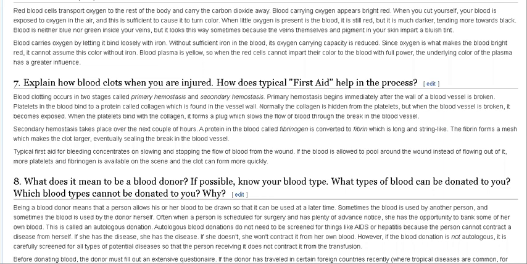Secondary hemostasis takes place over the next couple of hours. A protein in the blood called fibrinogen is converted to fibrin, which is long and string-like. The fibrin forms a mesh which makes the clot larger, eventually sealing the break in the blood vessels. Typical first aid for bleeding concentrates on slowing and stopping the blood flow from the wound. If the blood is allowed to pool around the wound instead of flowing out of it, more platelets and fibrinogen are available on the scene, and the clot can form more quickly.